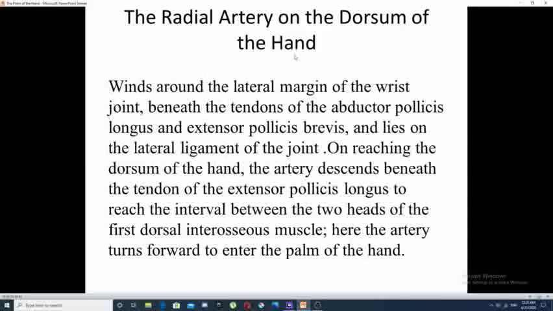Artery in the dorsum of the hand. This artery winds around the lateral margin of the wrist joint beneath the tendons of the abductor pollicis longus and extensor pollicis brevis, and it lies on the lateral ligament of the joint. On reaching the dorsum of the hand, the artery descends beneath the tendon of the extensor pollicis longus muscle to reach the interval between the two heads of the first dorsal interosseous muscle. And here the artery will pass from the dorsum of the hand and enter the palm of the hand.